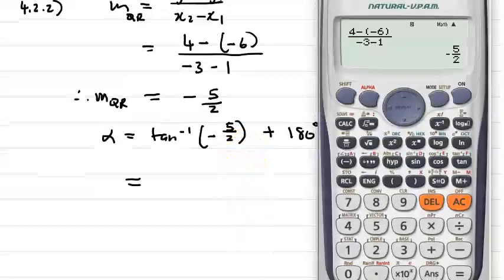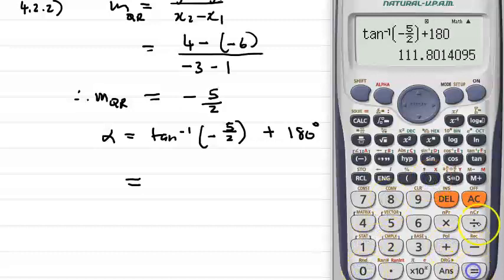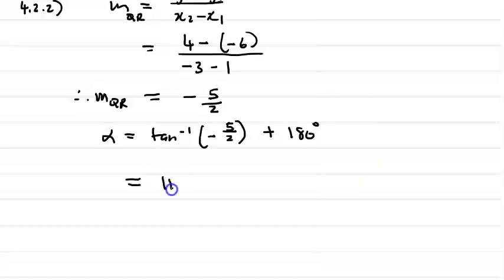So let's put that in our calculator. I'm going to say shift tan of minus 5 over 2 and plus 180 degrees. And you will see here that we get an obtuse angle, which is 111.80 degrees, rounded off to 2 decimal places.